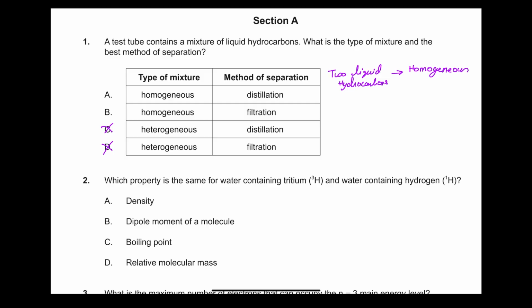Now, to separate homogeneous mixtures, we have to use distillation. That's the only way we can separate a homogeneous mixture. And we cannot use filtration because filtration is used to remove a solid from a liquid, right? Let's say you have a sand-water mixture, you can remove the sand from water using filtration. But if you have two liquids which are completely mixed with one another, you cannot use filtration. So you have to use distillation, which involves boiling points. So the answer would be A.